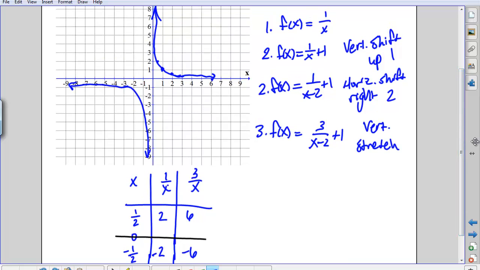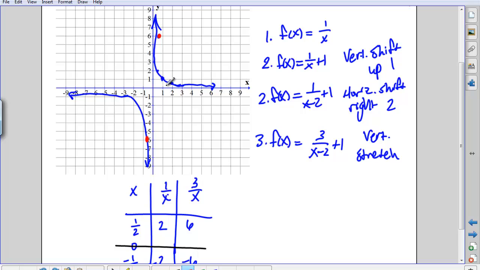So we end up with 1/2, 6. Let me do that in a different color. -1/2, -6, 1, 3. And if we do a 2, that's 3/2. And so we get these points right here. A -2 would be -3/2, right here. And I've mislabeled this point here.